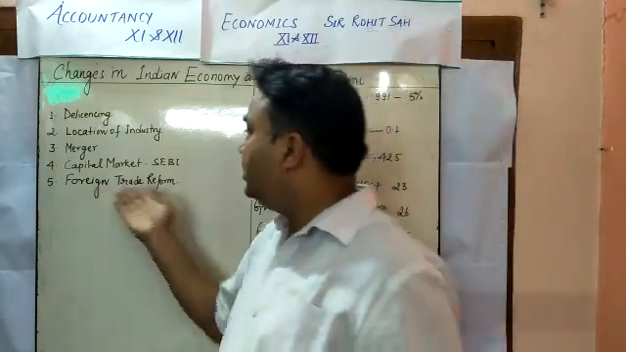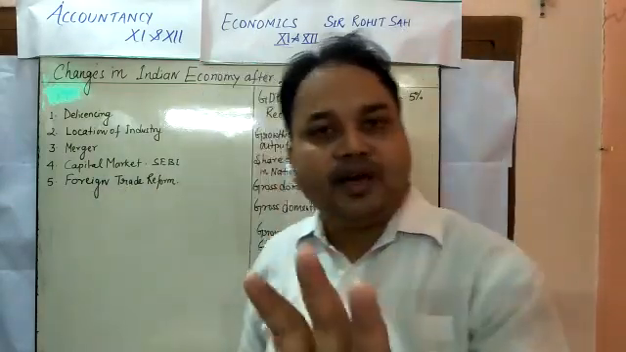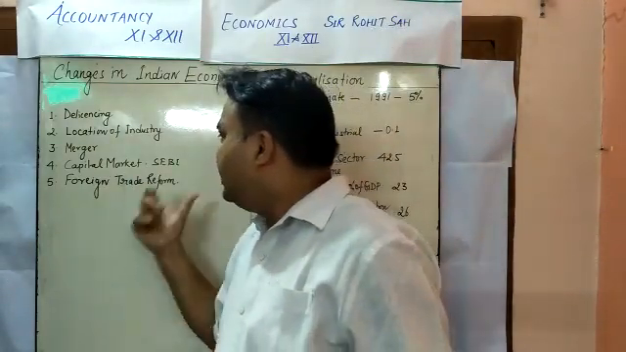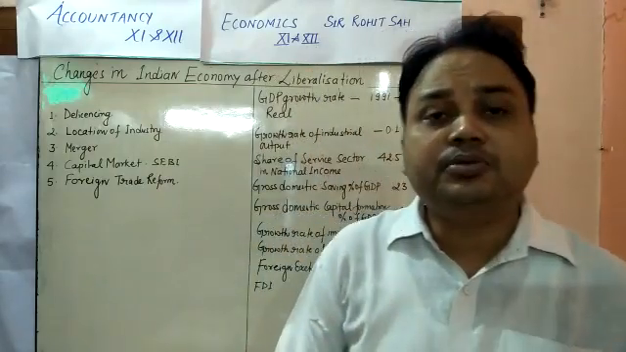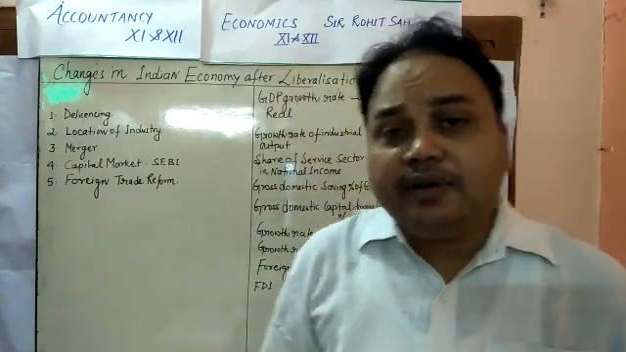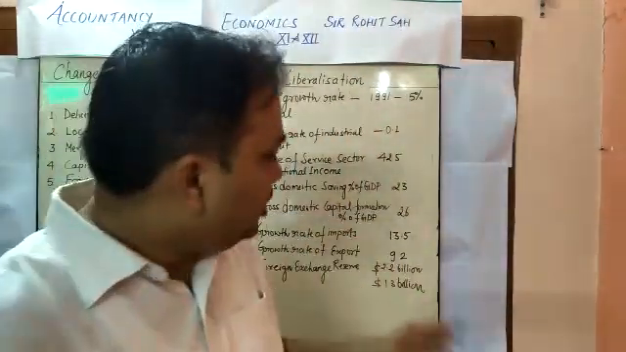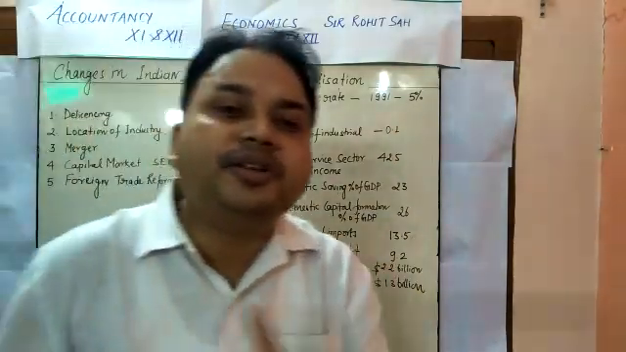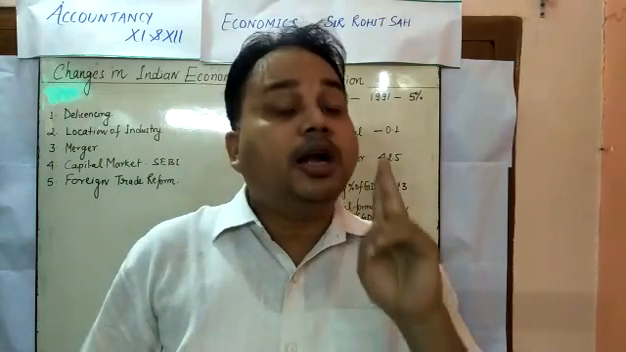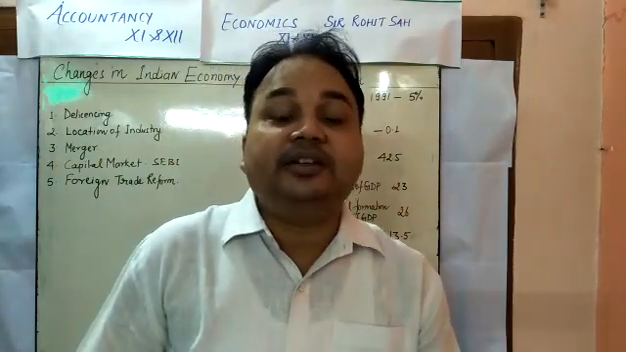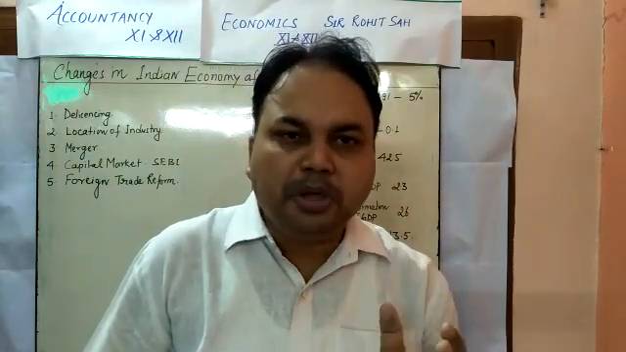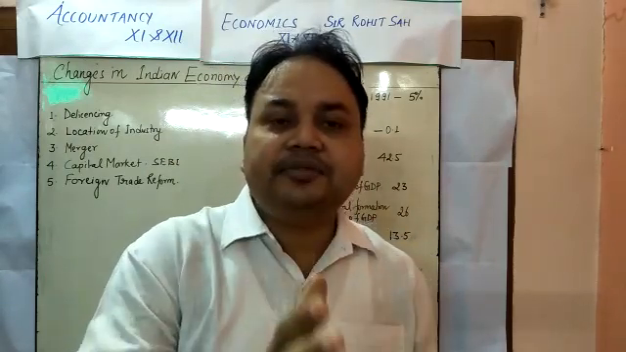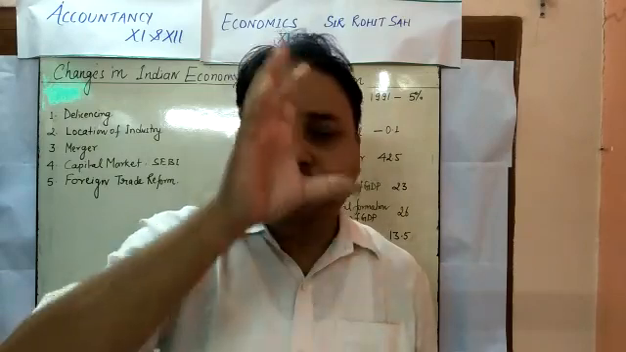Now the last is the foreign trade reform. I took only 5 points. In the exam you can write only 5 points. That is foreign trade reform. What is the reform? My dear student, our country had very low imports. Why low import? Because we had a lot of restrictions first. Number two, we had tariffs. What is a tariff? Import duty, export duty. These were high tariffs. So that is why the tariff was reduced. Import duty was reduced.